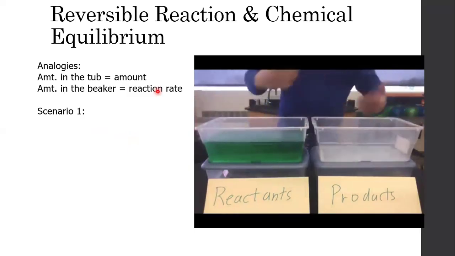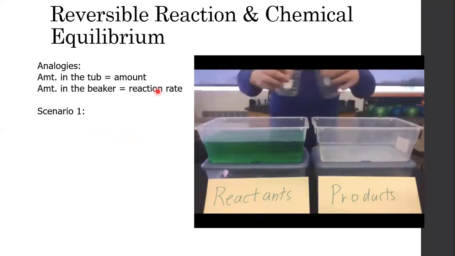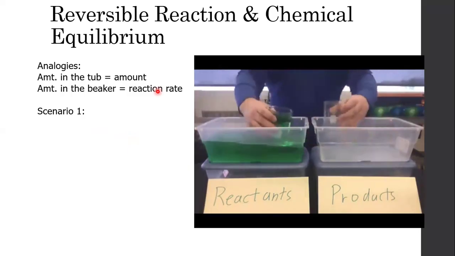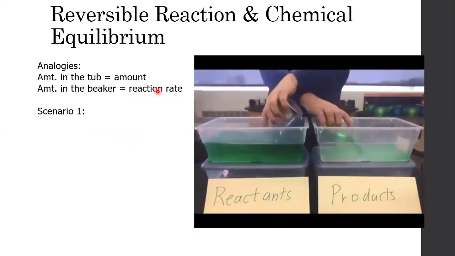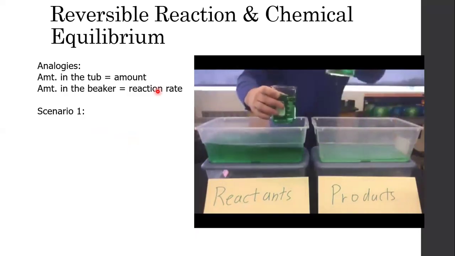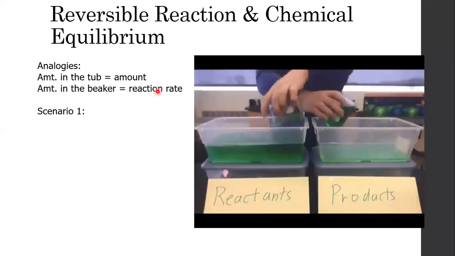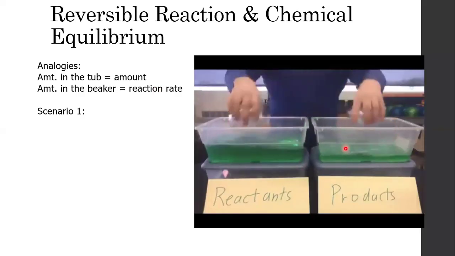Okay, so let's watch the demonstration. Okay, so now he's showing the beaker. And again, the beaker represents the rate of the reaction. As you can see here, since the reactant side only has the water, then the reaction rate of the forward reaction would be faster initially.